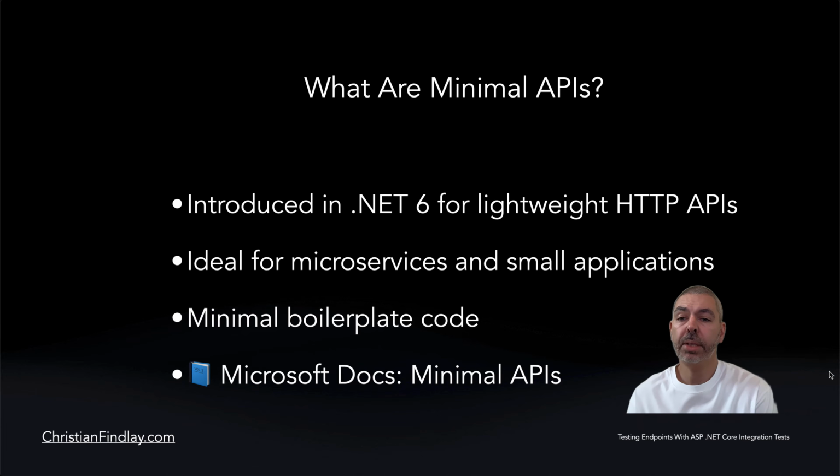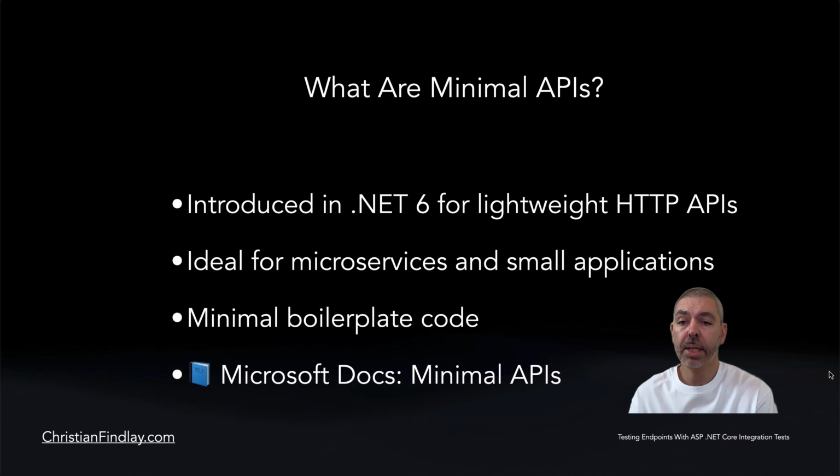Minimal APIs were introduced in .NET 6 for lightweight HTTP APIs. They're ideal for microservices and small applications. They have minimal boilerplate, and you can see some more documentation on this on the C# or .NET website.